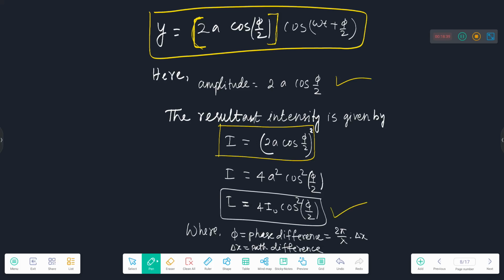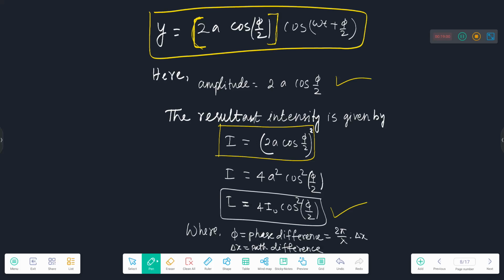So in the exam they will ask the question: listen, Y1 equals A cos omega t, Y2 equals A cos(omega t plus phi), then find the intensity. So the intensity is this one. Try to understand this.